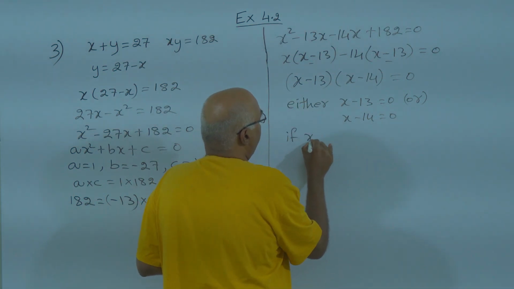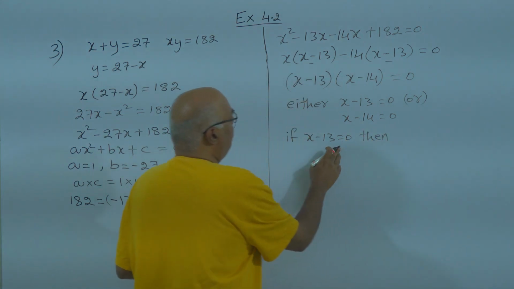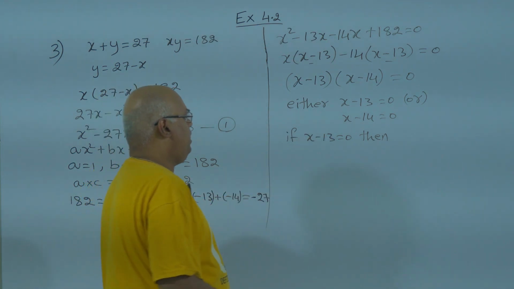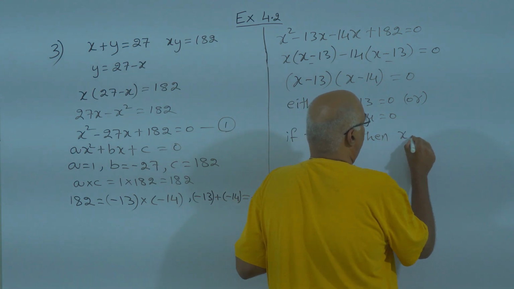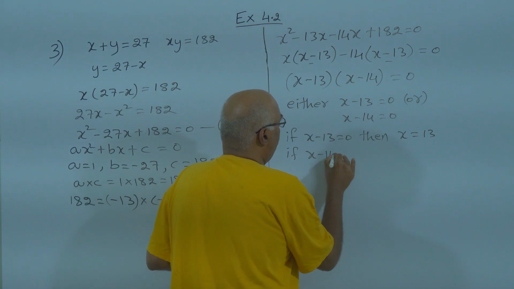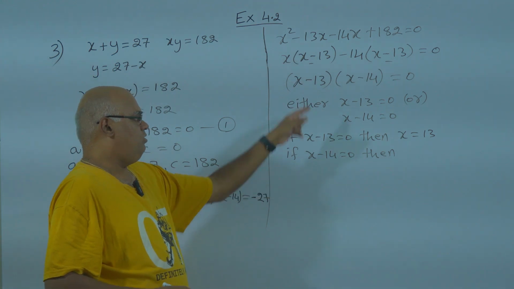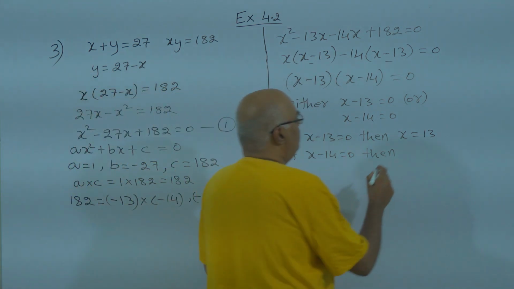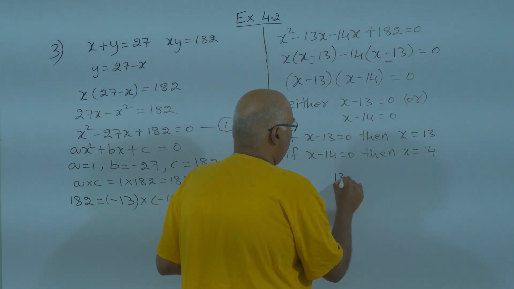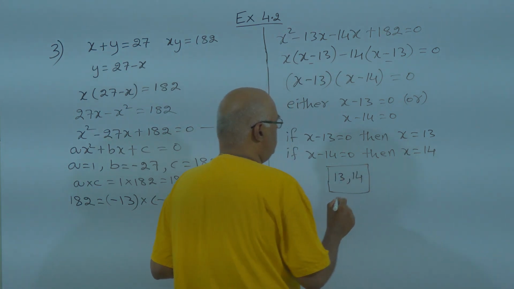So if x minus 13 is equal to 0, then on the left side of the equal to sign, I have minus 13. If I take this minus 13 to the other side of the equal to sign, it will become plus 13. Then x is equal to 13. In the same way, if x minus 14 is equal to 0, then if I take this minus 14 to the other side of the equal to sign, it will become plus 14. Then x is equal to plus 14. Therefore, x can take values 13, 14. So these are the roots of the equation 1.